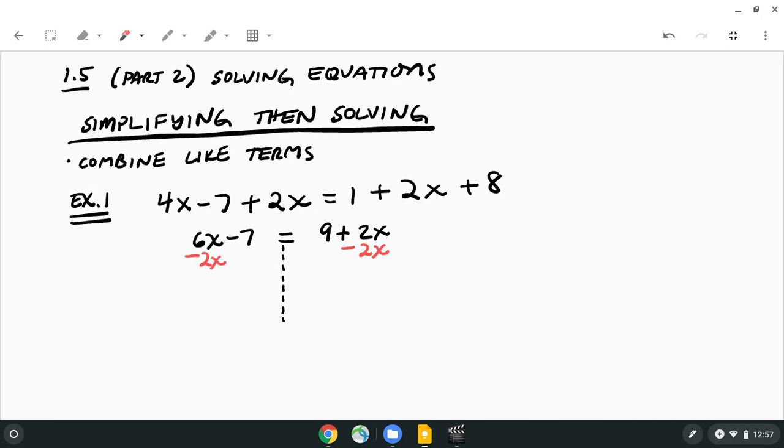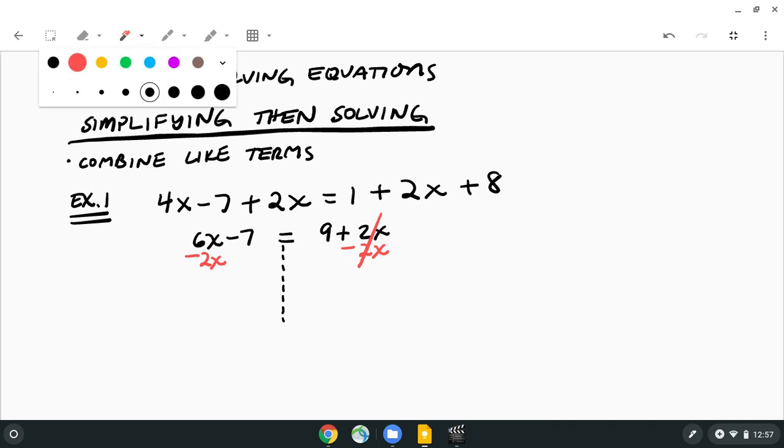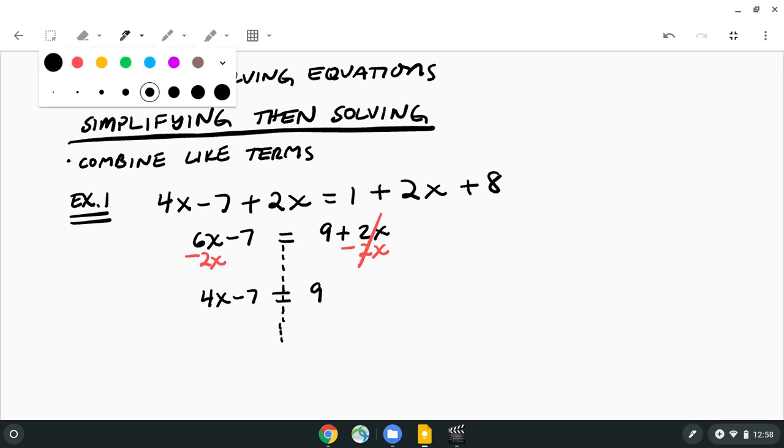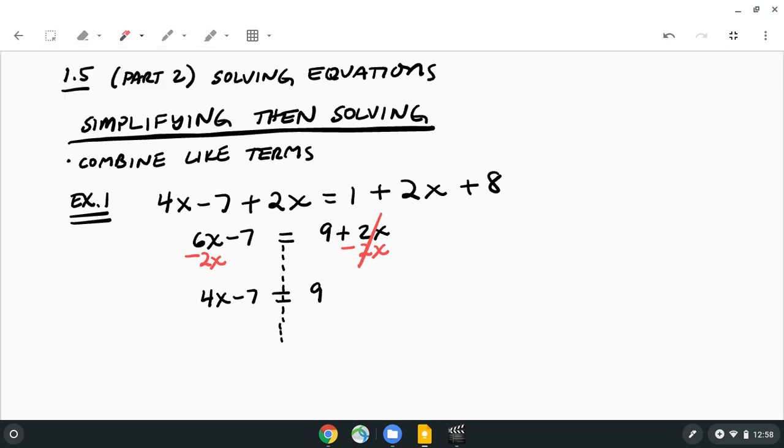Okay, so that will cancel here. And then that will leave me with 4x minus 7 on the left-hand side, and 9 will be left on the right-hand side. Okay, so now this looks like the equation that we saw in the first video. Very simple, two-step problem. So I'm going to add 7 on both sides. They cancel out here.